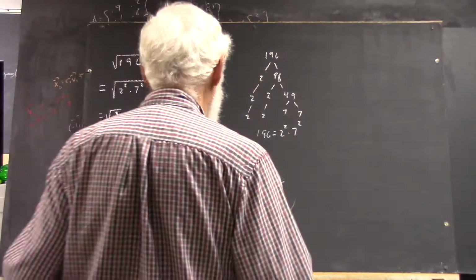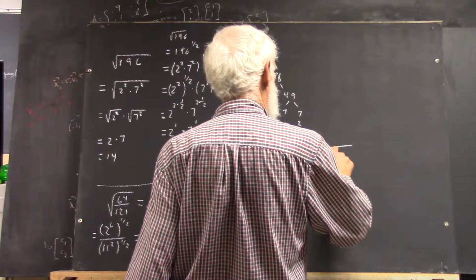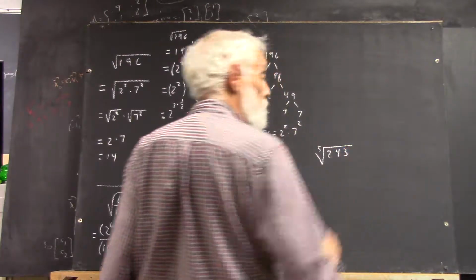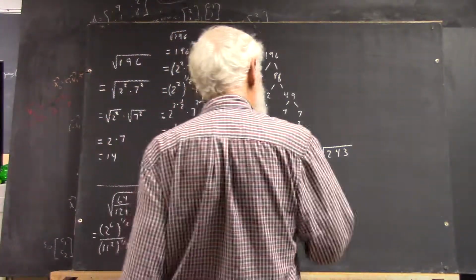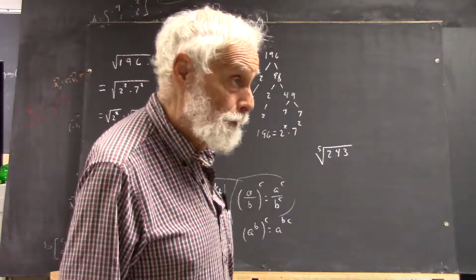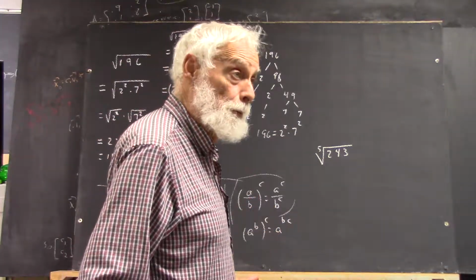Now we've got another one. It was the fifth root of 243. Okay? Now, what we have to know, this isn't a law of exponents, this is the definition of radical notation. There's no radicals in the laws of exponents.